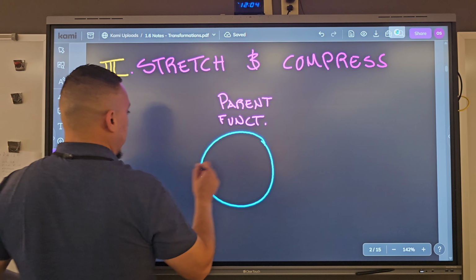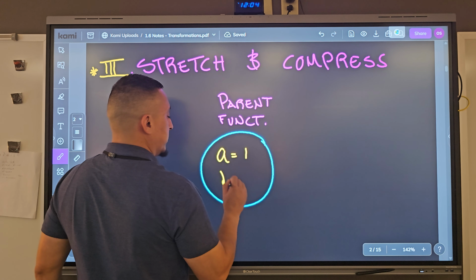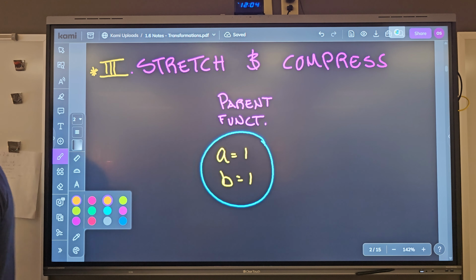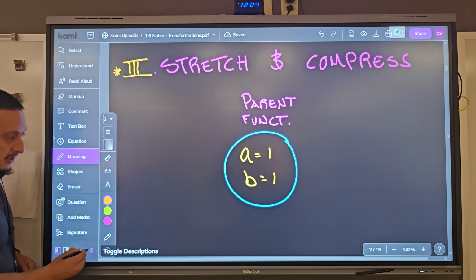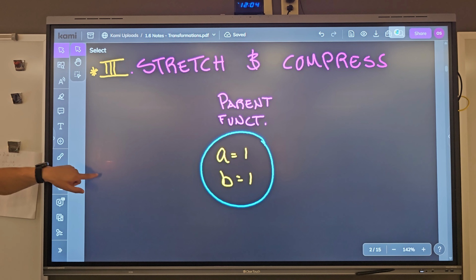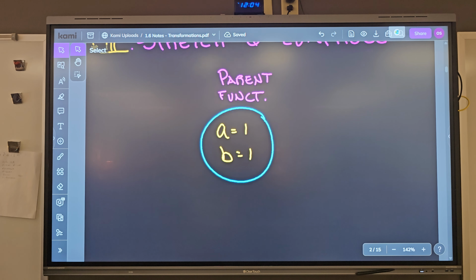So that means that A is 1 and B is 1. When we say it's in an original state, that's what it's 1. 1 doesn't change anything. What's 1 times 100? 100, you didn't change it, that's a 1, okay? It doesn't do anything to it. So there's only two things we can visually do to this circle, okay?